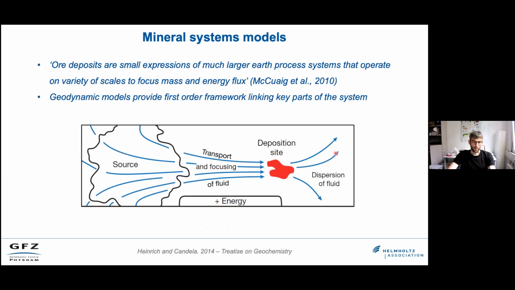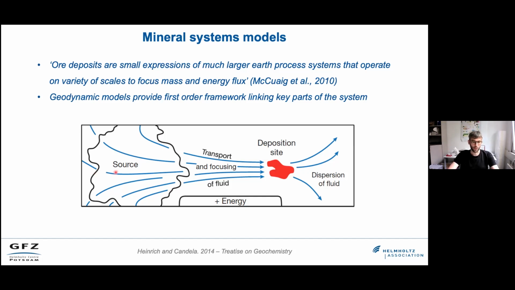Those models are really deposit scale models that tell us something about the site of ore formation, which is represented here on this schematic figure. But what we'd really like to move towards is a more comprehensive mineral systems model. Mineral systems models basically describe all of the key processes that contribute to ore formation.